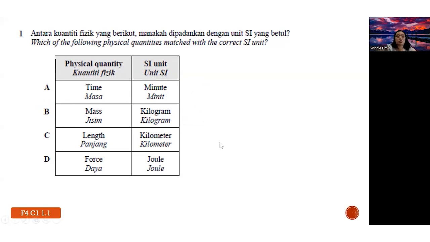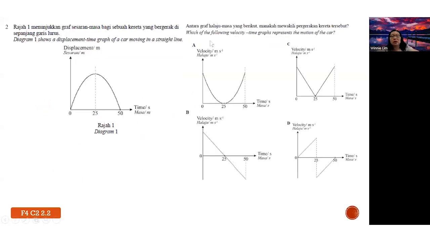Okay, we proceed to question 2. Question 2 is from Form 4, Chapter 2, Forces and Motion 2.2, Linear Motion Graph. Based on the diagram, it shows a displacement-time graph of a car moving in a straight line. Which of the following velocity-time graphs represents the motion of the car? To solve this, you need to relate: how do you get velocity from a displacement-time graph?